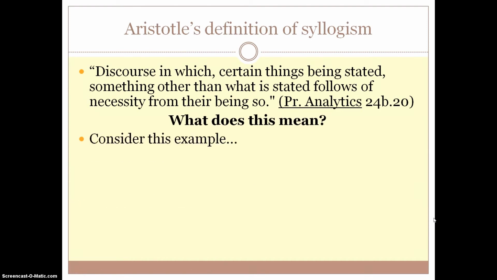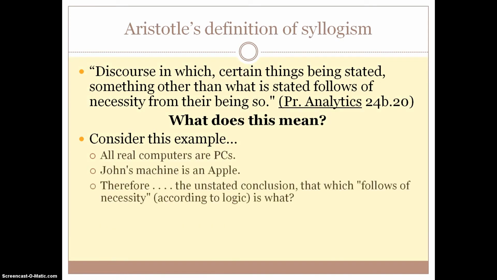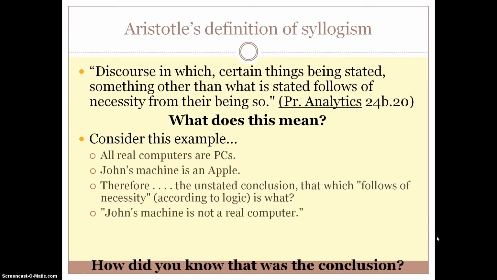So what does this mean? Well, consider this example. If I say all real computers are PCs, and then I say John's machine is an Apple, therefore, what is the unstated conclusion, that which follows of necessity according to logic? In other words, what is the third part of the syllogism? So if I say all real computers are PCs, John's machine is an Apple, then what would follow would be John's machine is not a real computer.